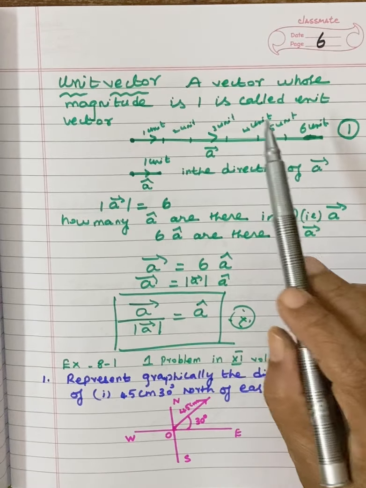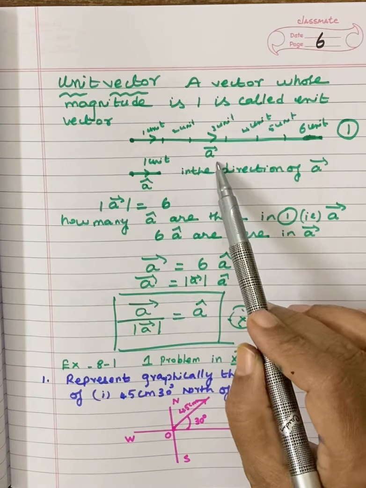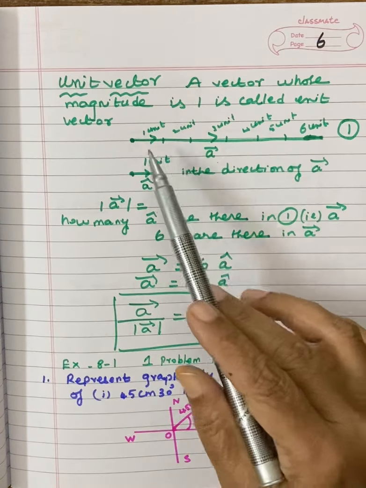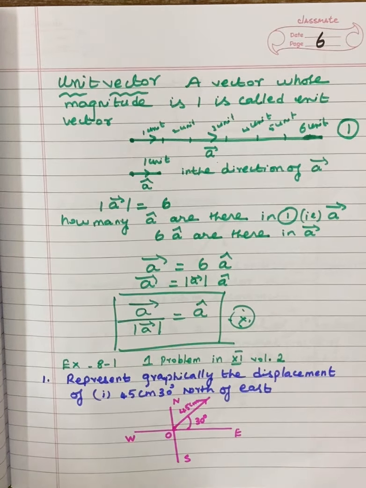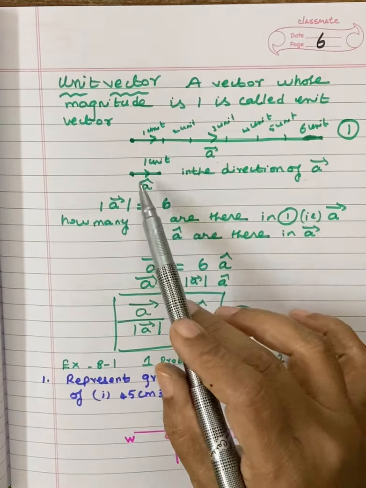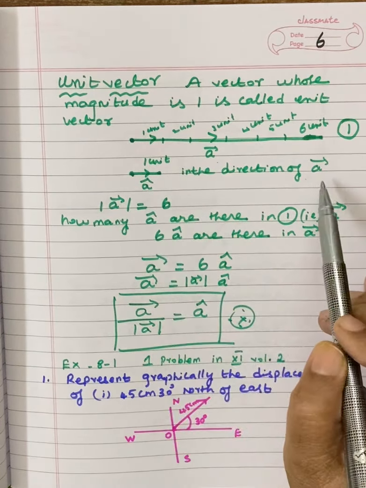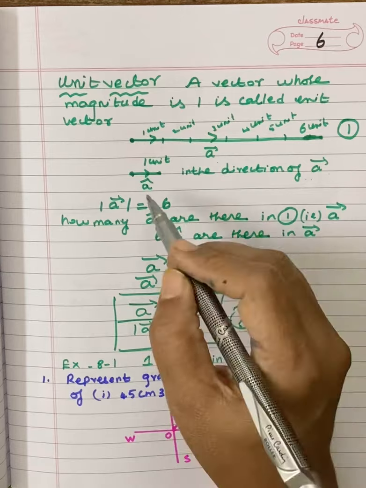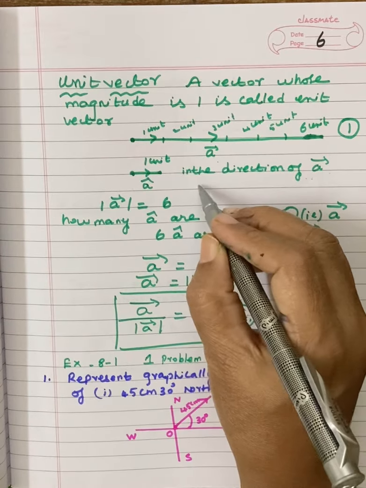Unit vector. A vector whose magnitude is 1 is called a unit vector. Suppose I have taken an A vector. One unit, it can be centimeter or meter, whatever it may be. One unit, second unit, third, fourth, fifth, sixth unit, like 6 centimeters on the scale. This is 1 unit in the direction of the A vector, so this is a unit vector. Same direction as the A vector but magnitude 1. This is the unit vector of the A vector. It is denoted by A cap.